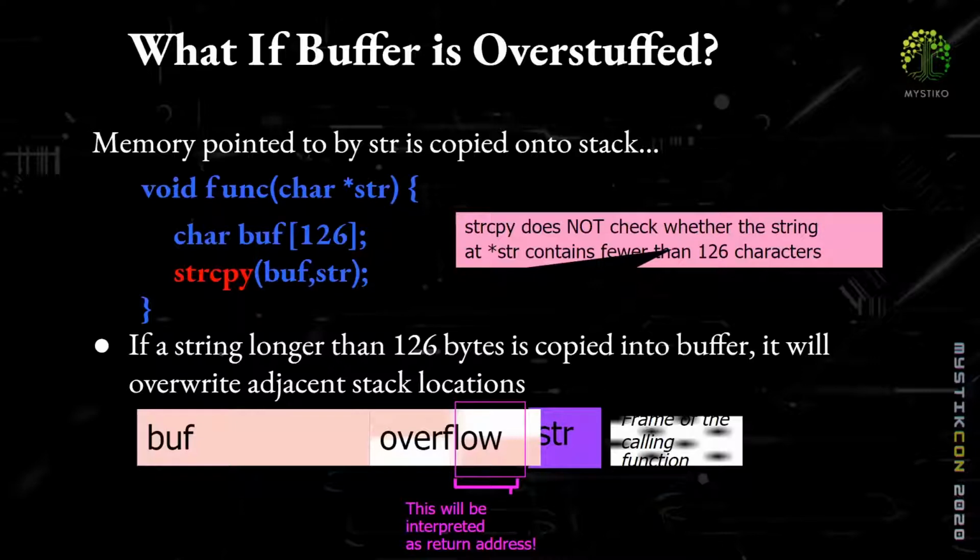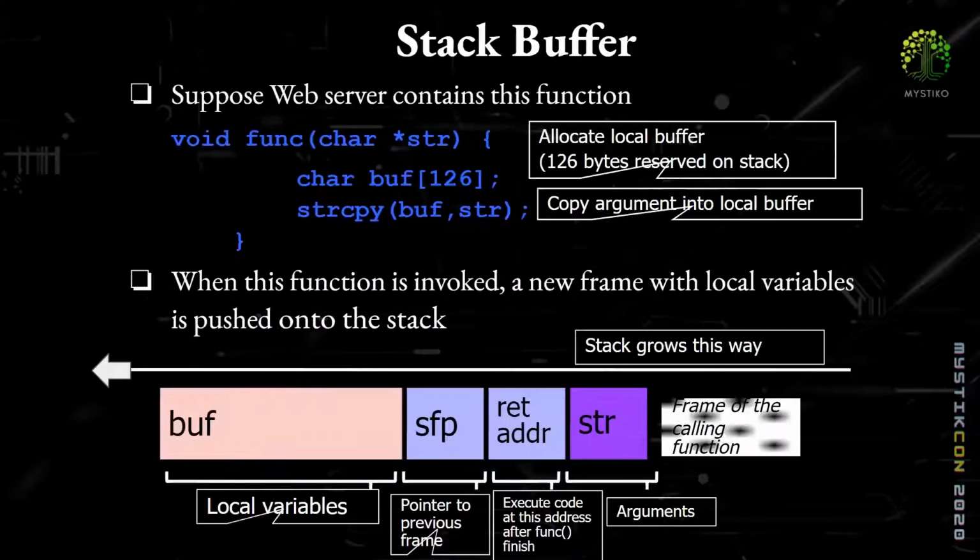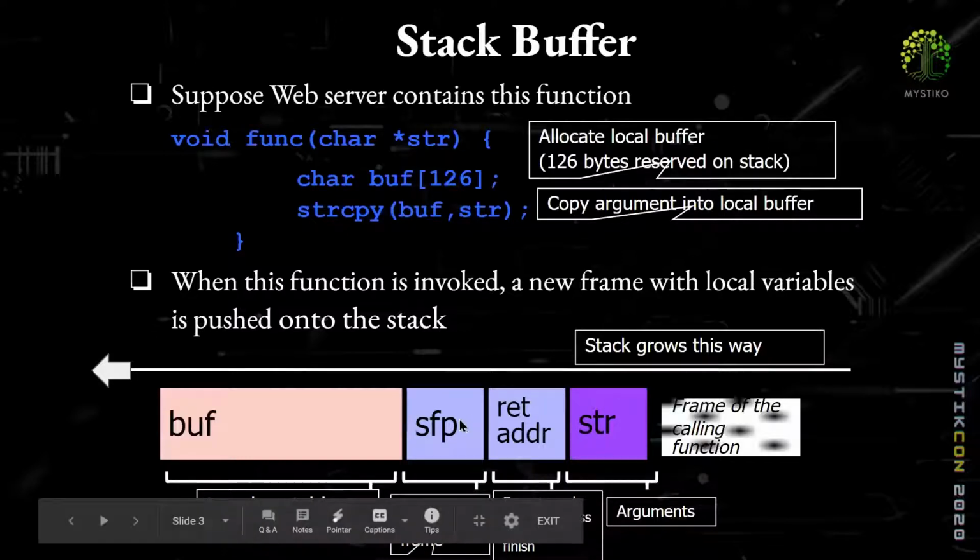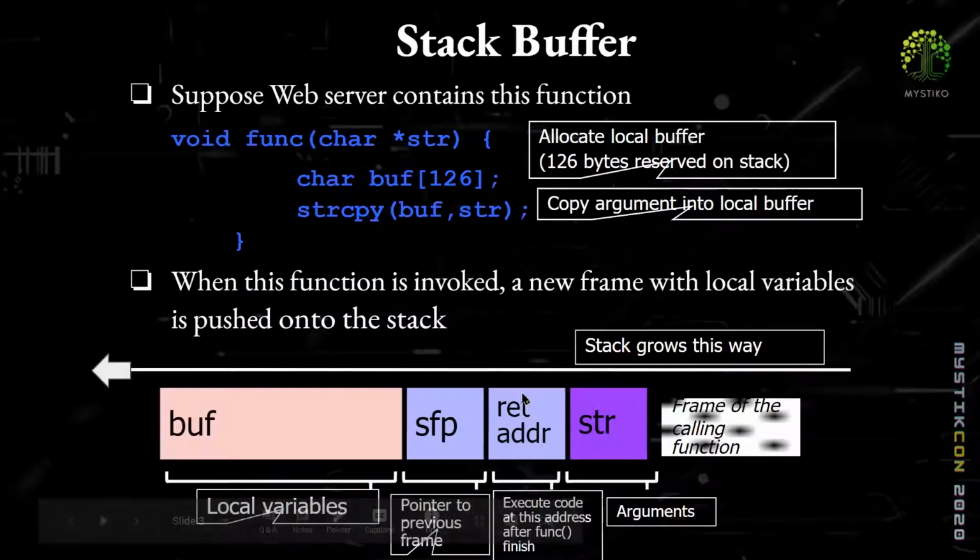So it is said that if a string longer than 126 bytes is copied into the buffer, it will overwrite adjacent stack locations. If we go to the previous slide, we see that the buffer is of size 126 bytes. Then we have the SFP, that is the stack frame pointer, and then we have the return address pointer.